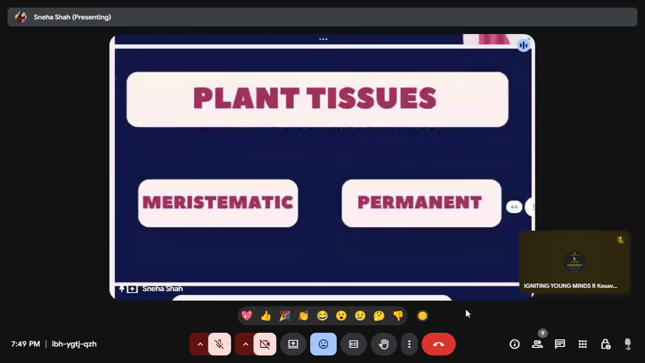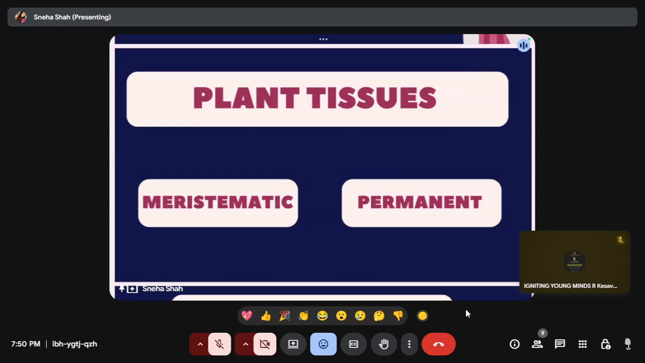Moving on with plant tissues, there are two basic types of plant tissues: meristematic and permanent. Meristematic and permanent tissues differ in their structure. The cells of meristematic tissues are living, while certain cells of permanent tissues are dead. The cells which are living continue to grow till the time they die, and they become hard when they die. When the cells of plants die, they become hard, which gives strength to the plants.